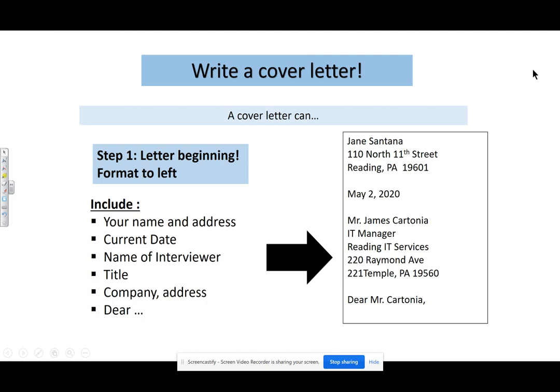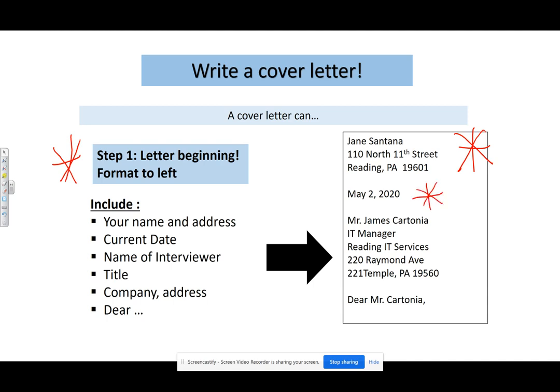So writing a cover letter. A cover letter can begin with what? So I'm going to just go through exactly what a cover letter should look like from the beginning to the very end. So this is step one. Step one on your cover letter should have your name and address so they know who you are. And in case the cover letter gets missing from your resume, somebody can match it up and see that it is yours and it belongs together.